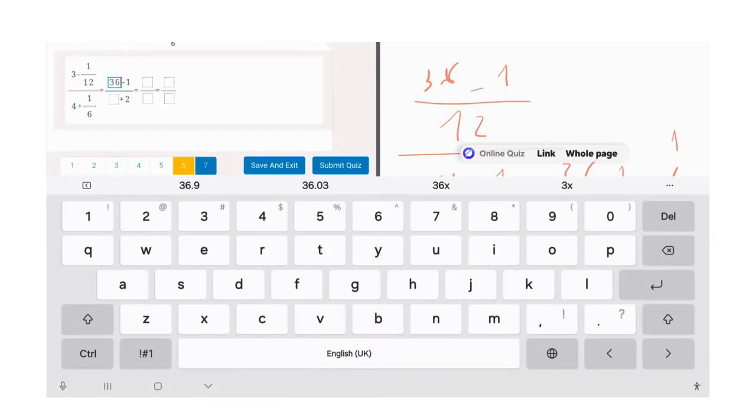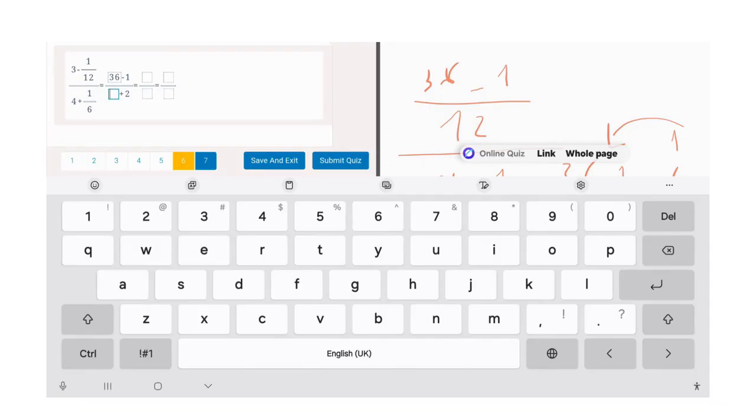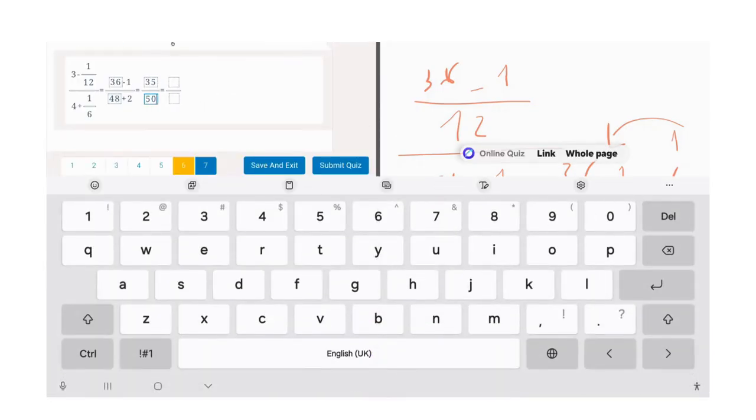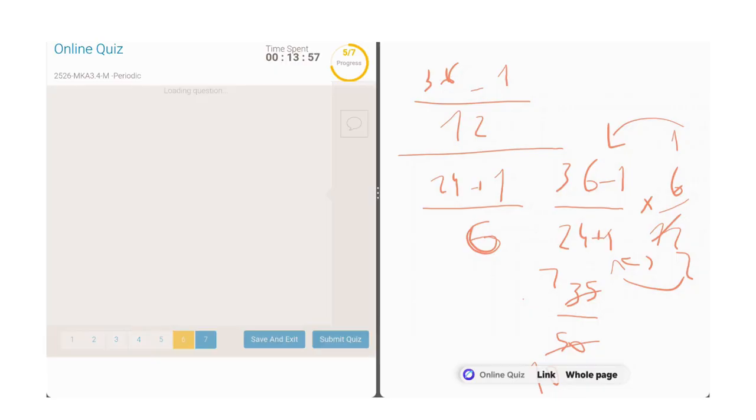36 minus 1. This is after multiplying this into this and this into this. So 36 minus 1 over 48 plus 2. So you get 35 over 50, or 7 over 10. Again, I don't really find this method really effective. I'm just using it so that it's easier to do the fill in the blanks.